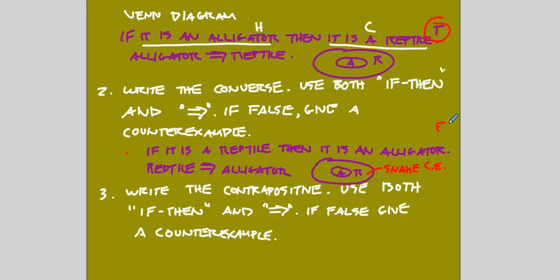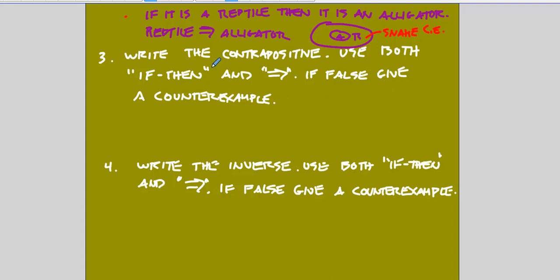This one's false. Okay, so now we're going to work with the contrapositive. Use both the if-then and the imply symbol. If false, give a counterexample. So just to remind you, we had our original statement A implies B. A was it's an alligator, B is it's a reptile. Remember, the contrapositive reverses the statement. It negates B and then negates A. So stop the video, write the contrapositive. If it's false, give a counterexample.